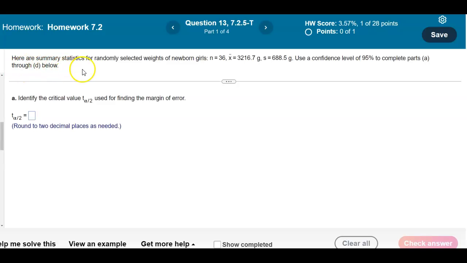Here are summary statistics for randomly selected weights of newborn girls. The sample size n is equal to 36. The sample mean x bar is equal to 3,216.7 grams. The sample standard deviation is 688.5 grams. Use a confidence level of 95% to complete parts A through D below.